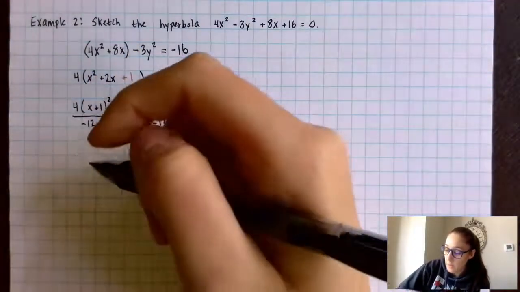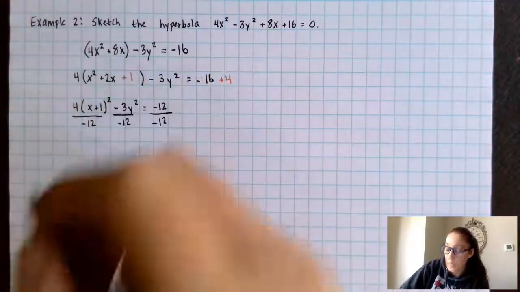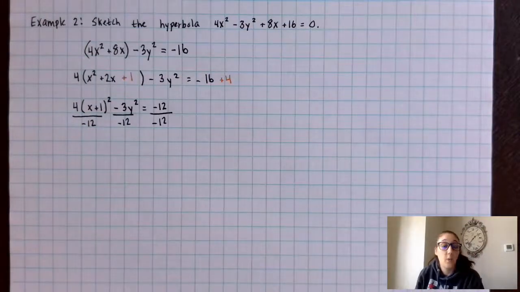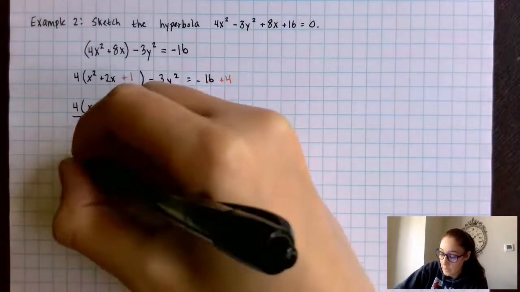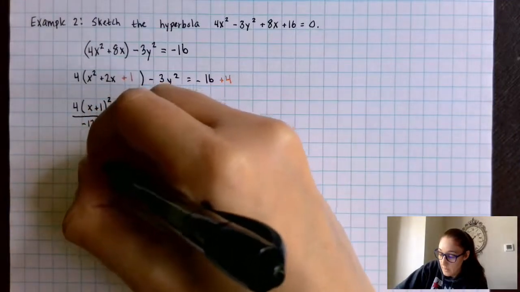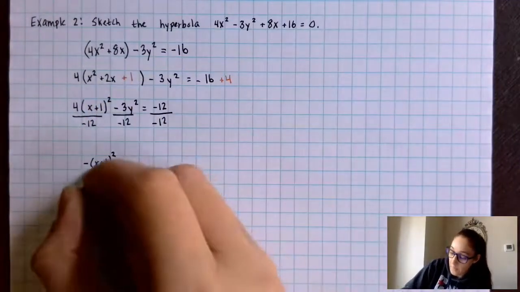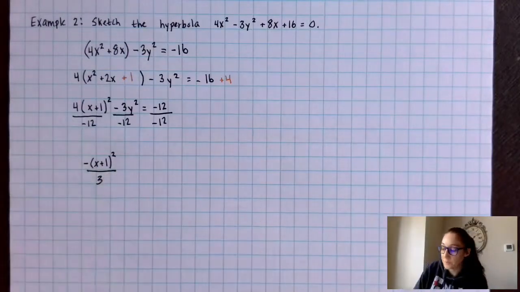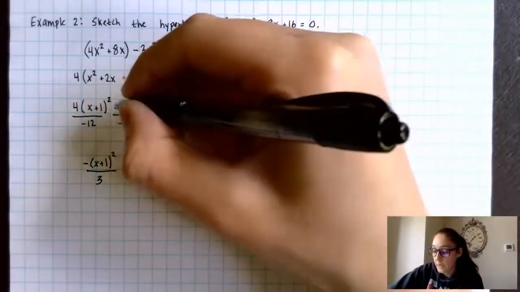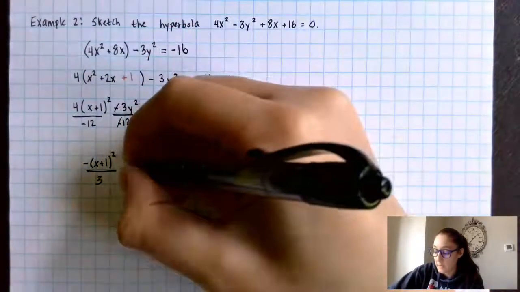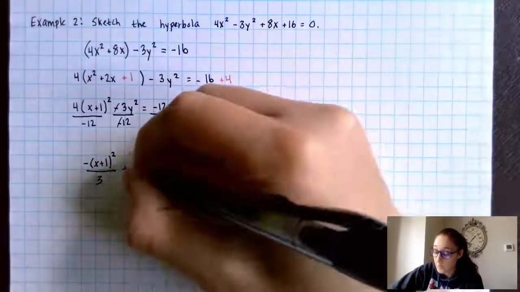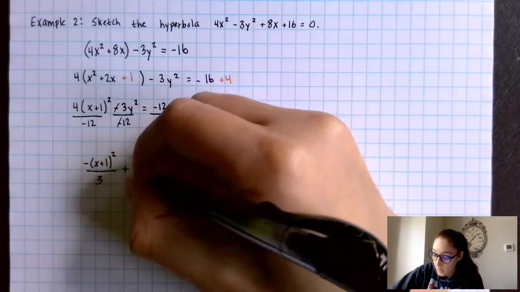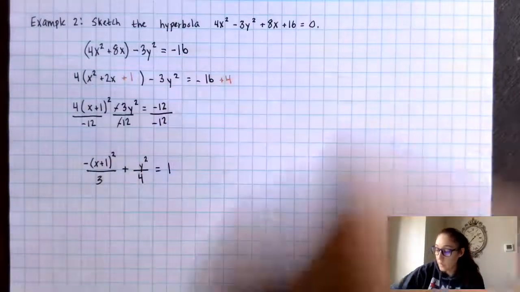Alright, so now what I have is 4 over negative 12 would simplify to 1 over negative 3. Well, I don't want a negative in my denominator, so I'm going to put the negative in the numerator. So this is going to be a negative x plus 1 squared all over 3. Negative 3 over negative 12. Well, the negatives cancel out, so that's going to be a positive. And 3 over 12 simplifies to 1 over 4, so that's just y squared over 4 equals 1.